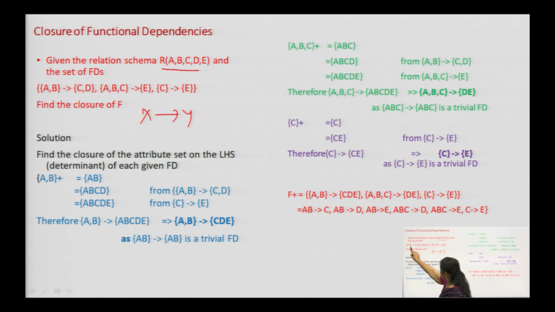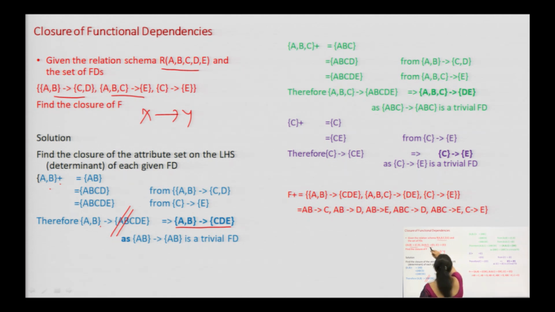That means, in the first functional dependency AB to CD, I will take the closure of AB, which will be AB. AB is dependent on AB. Now, this becomes ABCD, because we have AB determines CD, and this becomes ABCDE because ABC determines E. So, we have AB determines ABCDE. This is a trivial functional dependency, AB determines AB. So, we have AB determines CDE.